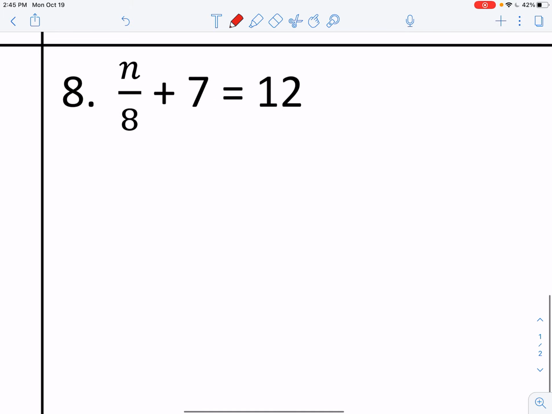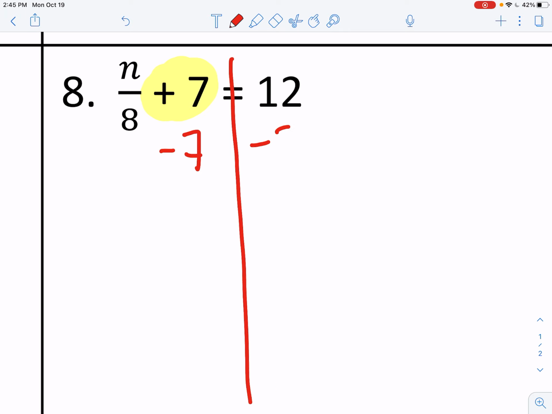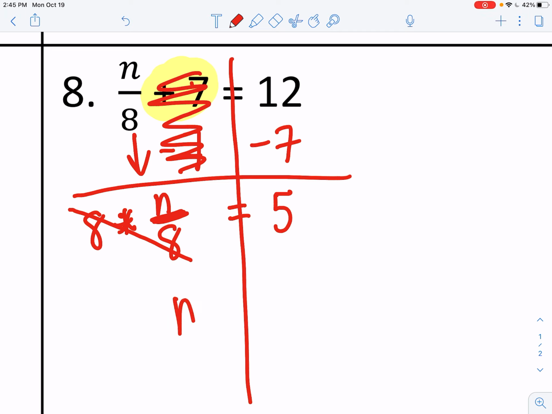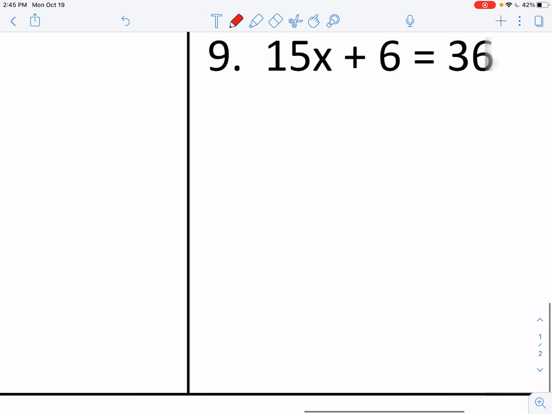Number 8, n over 8 plus 7 equals 12. So we have our positive 7, that's our constant on the side with the variable. Subtract 7 from both sides. That can cross out. 12 minus 7 is 5. Bring down n over 8. And now because we have a fraction, which means division by 8, we need to multiply by the 8 in order to cancel it out and get n by itself. And then if we do it to both sides, you get n equals 40.